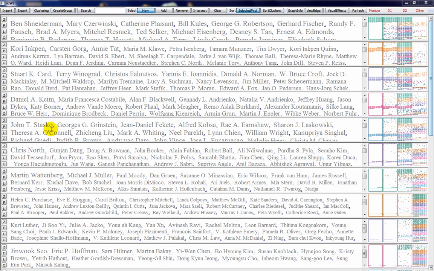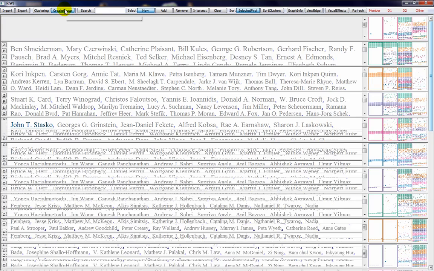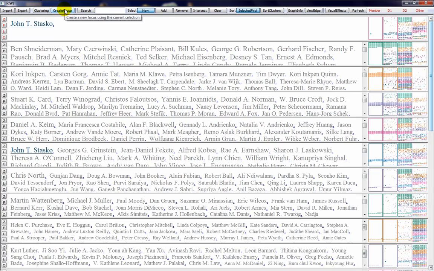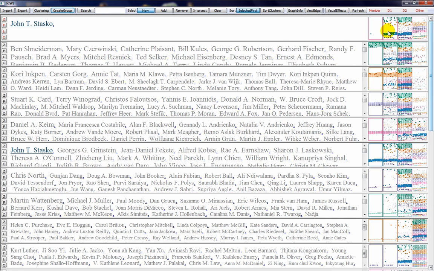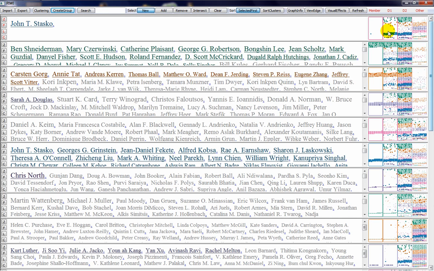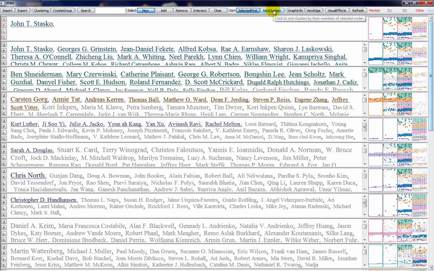The user wants to know the collaboration between John T. Stasko and the other communities. She creates a U-group for John. She clicks its D1 plots. All authors collaborating with John are selected. She sorts the communities by the number of selected vertices they contain. She immediately finds out that there are 6 other communities that John collaborates with.